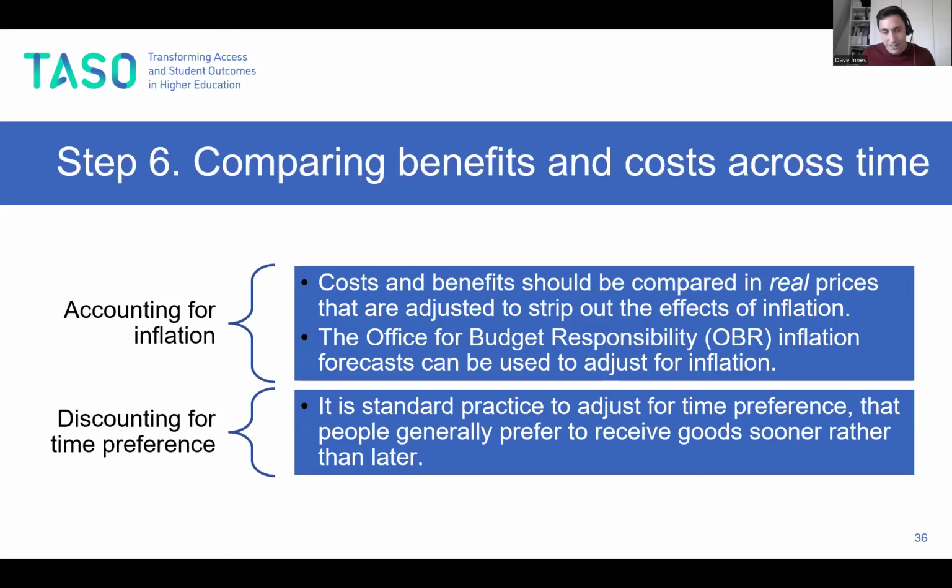The second thing that we have to adjust for over time is what we call discounting for time preference. This is standard practice in cost benefit analysis, and reflects that people generally prefer to receive goods sooner rather than later. So we apply something called a discount rate to benefits that appear in future years relative to today. For example, something that happens in 10 years' time is valued slightly lower than something that happens next year or the year after. As I say, that's very standard practice in cost benefit analysis, and we use the discount factors and discount rates that are used in the Treasury Green Book.